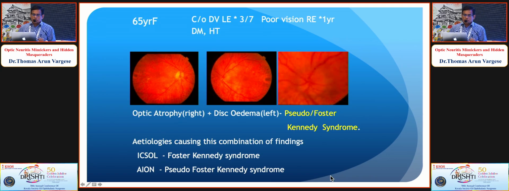A 65-year-old who presented with blurring in the left eye. Again, you can see this disc edema in the left eye, but the other eye examination showed pallor. So you had pallor optic atrophy on one side and disc edema on the other side. And this is a case of Foster-Kennedy syndrome. So even though the present symptom is in the left eye, very important, always examine the opposite eye, which gives you important clues.